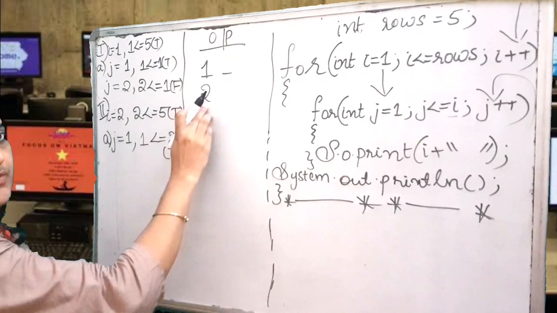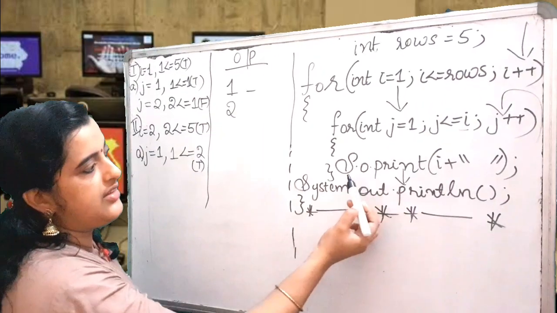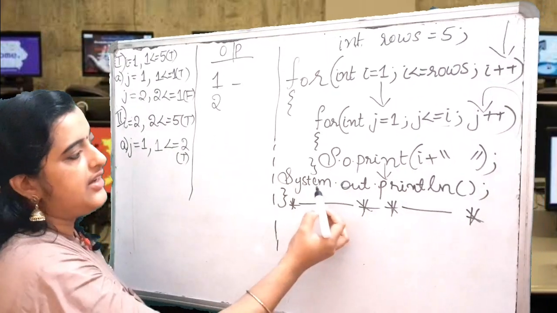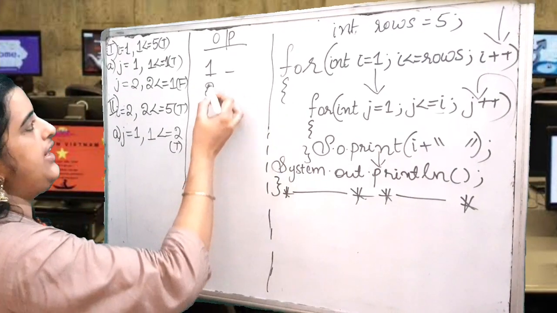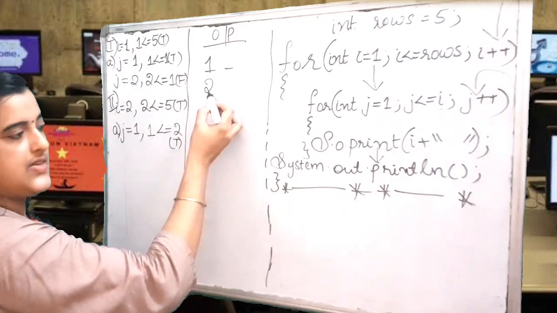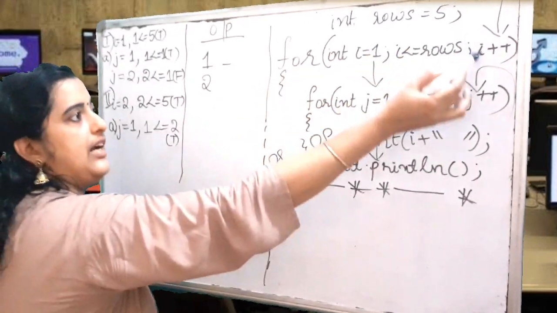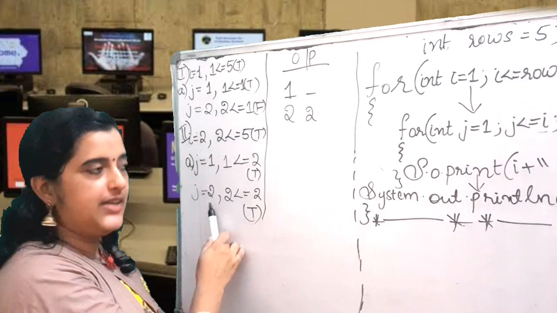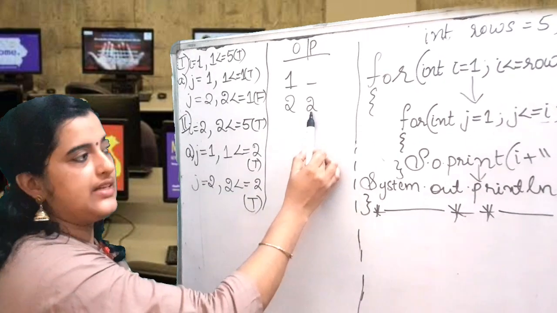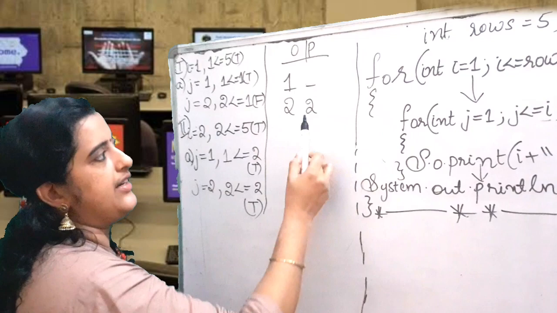Now why is it printed on the next line? After this inner loop gets terminated, this statement will execute: System.out.println. So normally the cursor will be moved to the next line, and only then are we executing the updation section. So the second time, when the value of j is 2, the next 2 will be printed in the same line where we have provided the space.